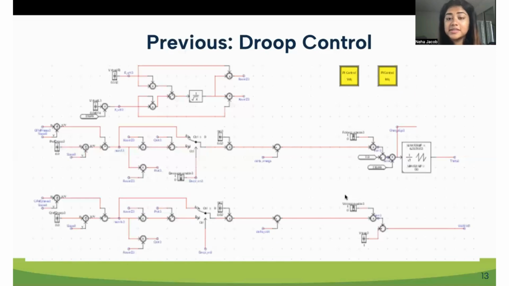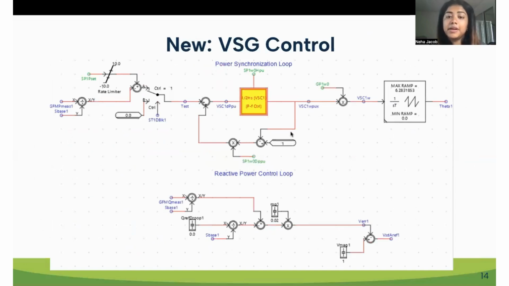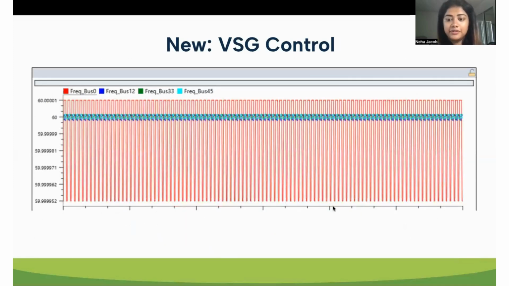So in terms of our results, this was our previous control that we had implemented for grid forming inverters in the UCSD microgrid. So this is a Droop control, much simpler. It has a virtual synchronous loop. It has a reactive and active power loop. But the past summer, we've been able to develop a VSG control loop. So this consists of a power synchronization loop and a reactive power control loop, which takes care of your active and reactive power set points. And the results were favorable.